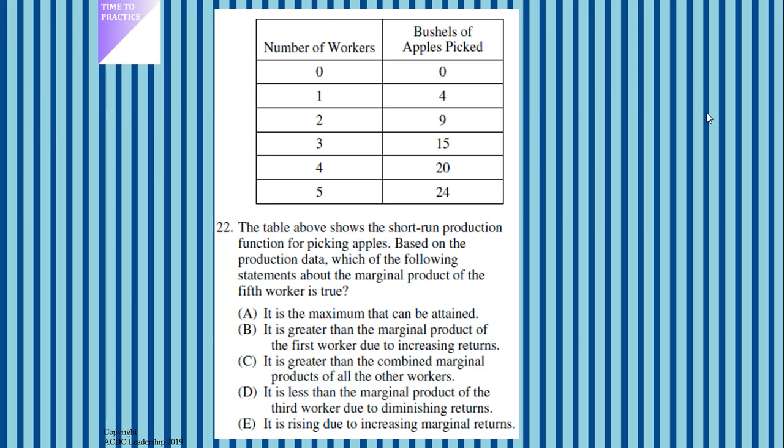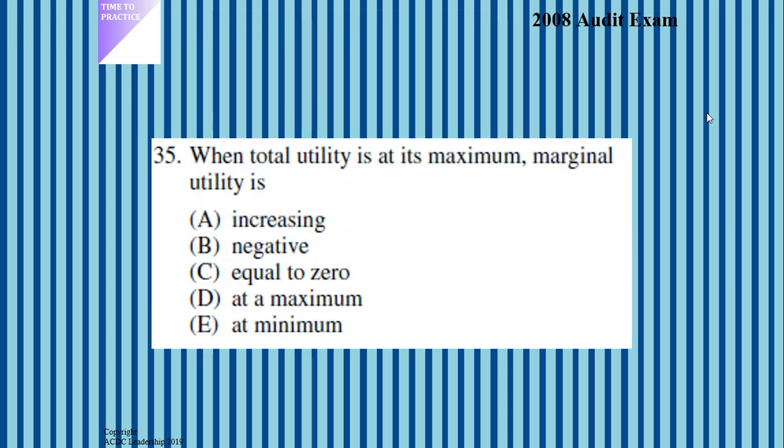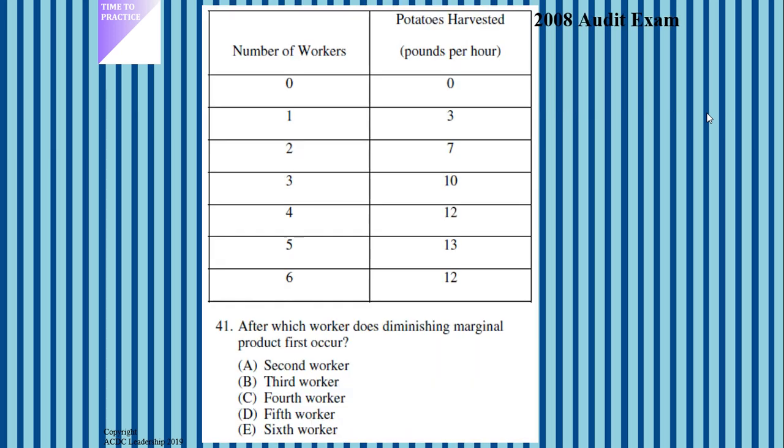It is D, I think. Less than the marginal product of the third worker due to diminishing returns. Sometimes we want to think that it's A because we go, oh, 24 is the most. But this is asking about the marginal, not the total. So you have to be careful with that. It's less than the marginal product of the third worker because of diminishing returns. We're in diminishing returns right here. The overall total product is increasing, but the marginal product is decreasing. It is increasing at a decreasing rate. Okay, we know that one. Okay, let's look at this one.